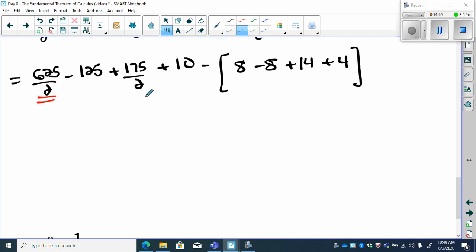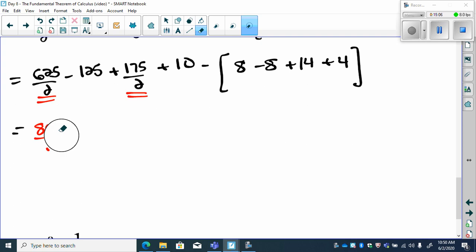Okay, I'll show you a little trick for this one. 625 over 2 and 175 over 2, they both have a denominator of 2, so I can combine those. How do I combine them? I have to add them. So 625 and 175 would give me 800 over 2. Well, 800 over 2, that's just 400. So I've got 400 minus 125. Okay, 400 minus 125 would give me 275, plus 10, that would give me 285.